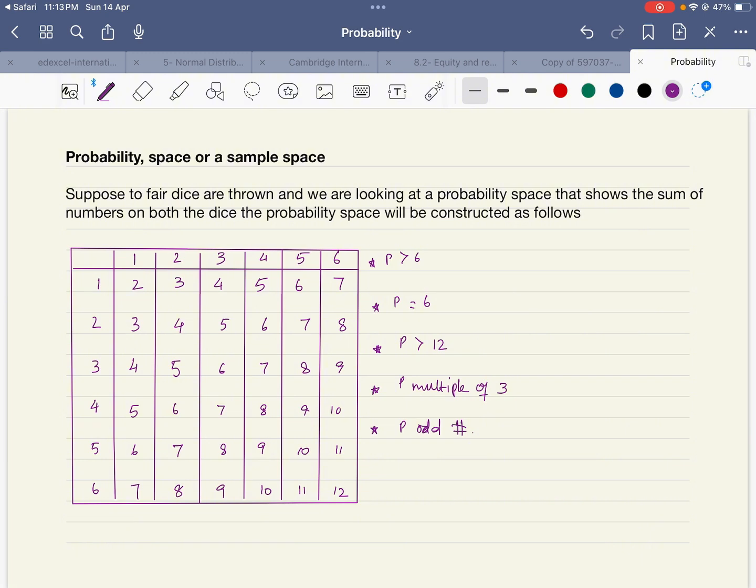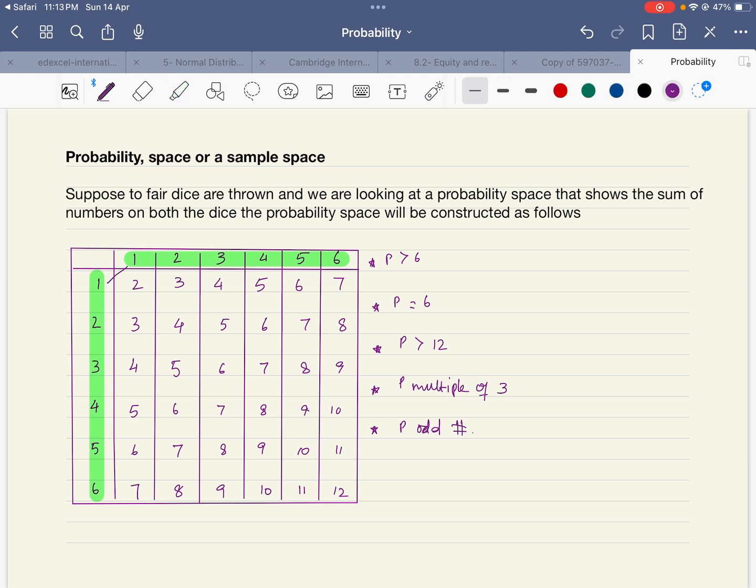Next concept is that of a probability space or a sample space. The type of sample space that I have taken here is the sum of numbers that are shown on two dice when two dice are thrown together. These are the numbers appearing on one dice. These are the numbers appearing on the second dice. And everything written inside this grid is the sum of two numbers occurring on both the dice.